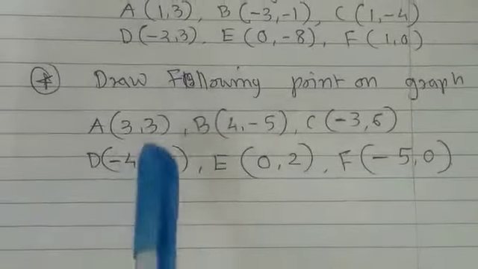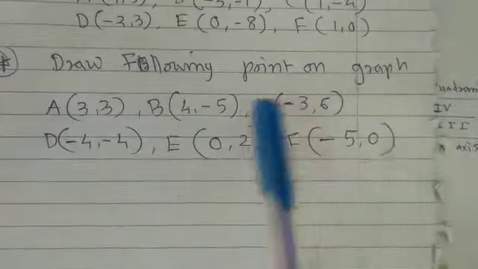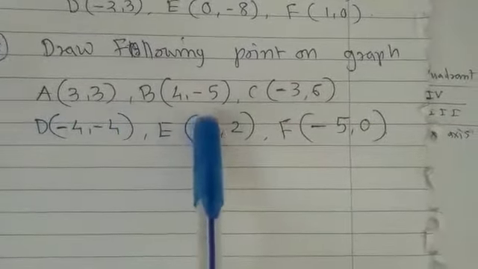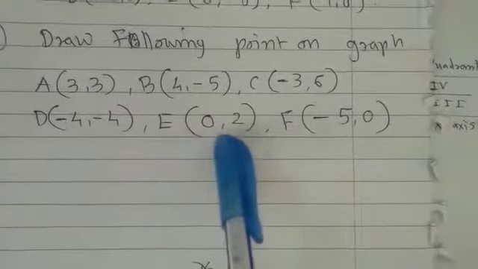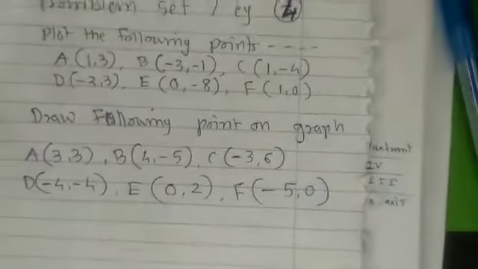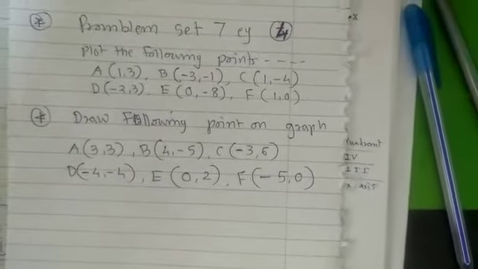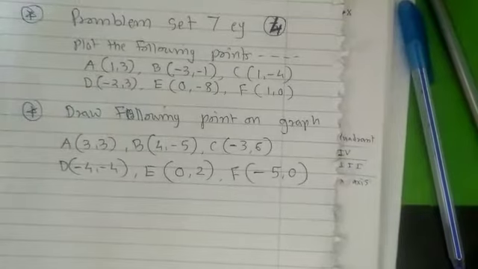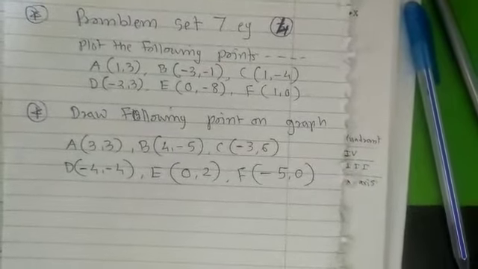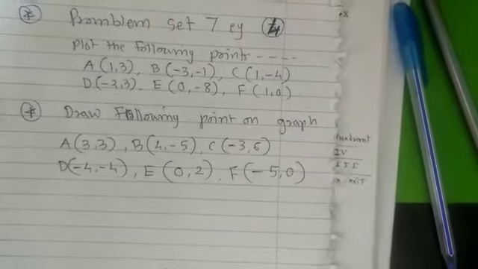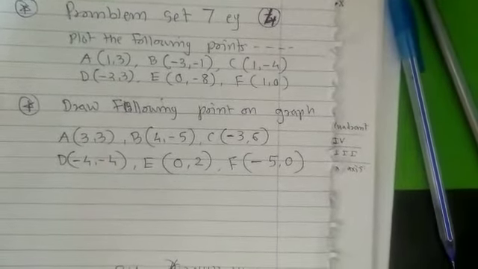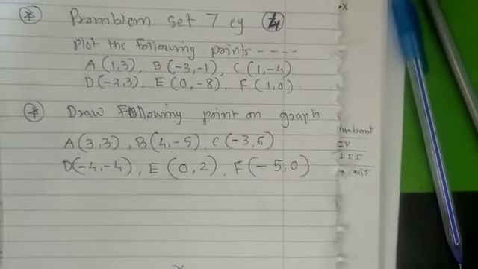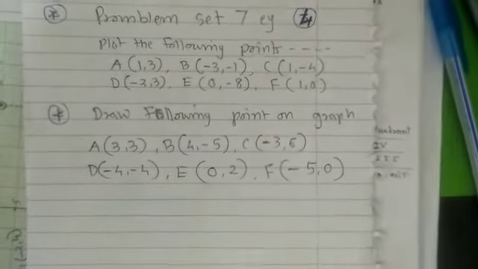This is again an extra example I give. Draw the following points on graph: A 3, 3, B 4, minus 5, C minus 3, 6, D minus 4, minus 4, E 0, 2, F minus 5, 0. So solve all these examples and homework properly in your notebook copy. Attach the graph paper properly in your notebook and draw the graph properly. Mark the points perfectly, and solve all these examples.